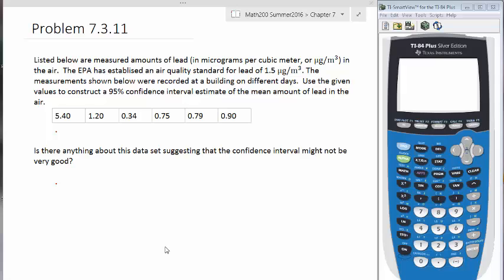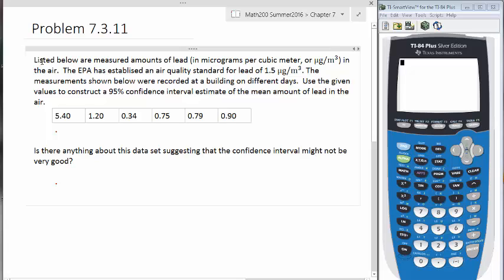This is a problem from section 7-3, similar to your homework. Listed below are measured amounts of lead in micrograms per cubic meter in the air. The EPA has established an air quality standard for lead of 1.5 micrograms per cubic meter. The measurements shown below were recorded at a building on different days. Use the given values to construct a 95% confidence interval estimate of the mean amount of lead in the air.